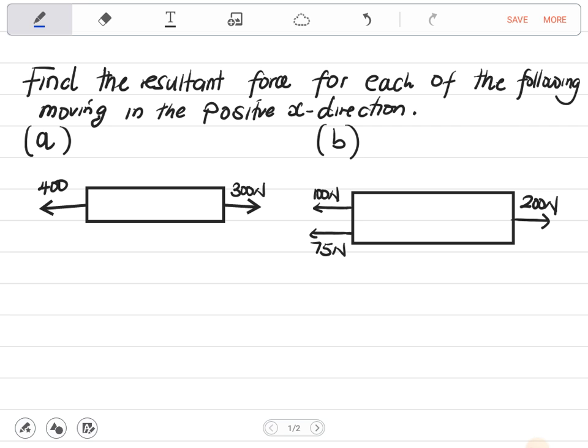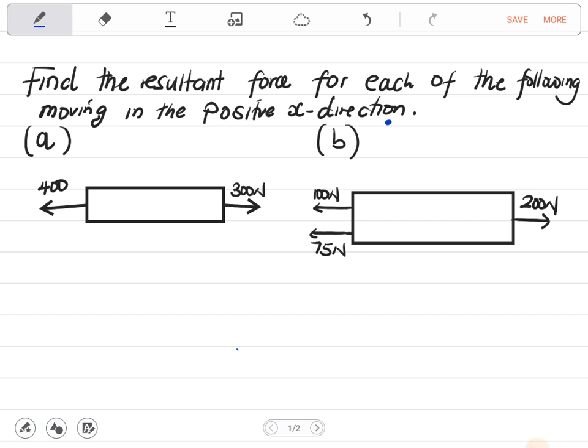Okay, so the question is saying find the resultant force for each of the following moving in the positive x direction. So there's a condition here: they are moving in the positive x direction, right? That is, it's moving in that manner. So that means they're being pushed in the positive x direction, and whatever force is acting on the other side, we treat it as an opposing force.